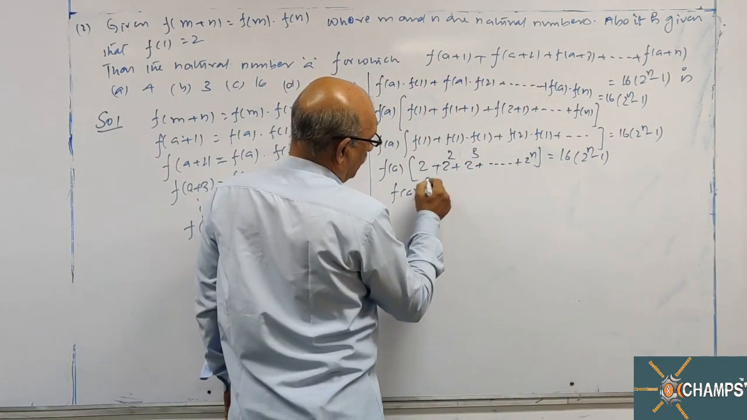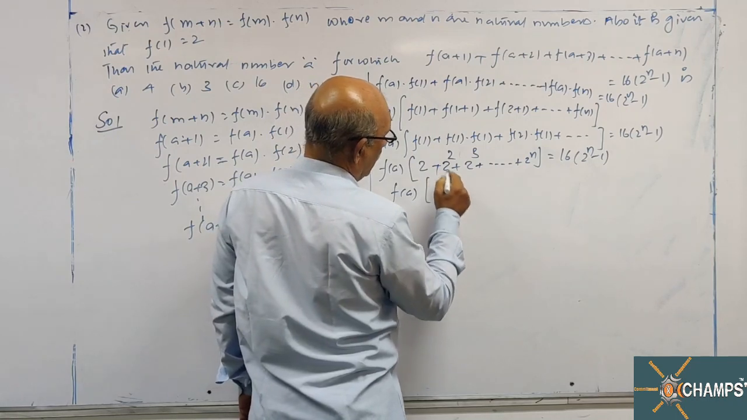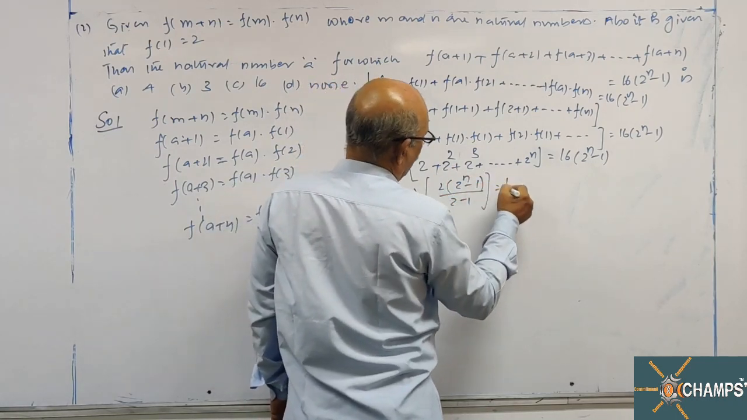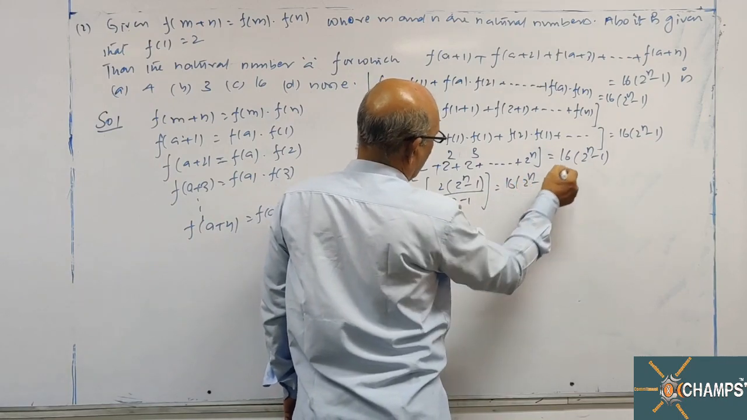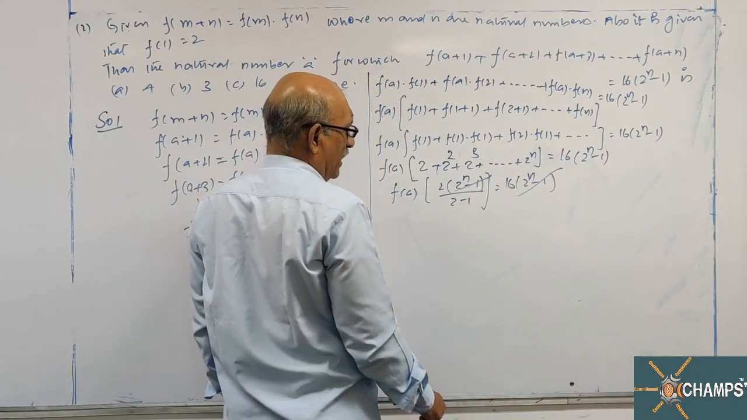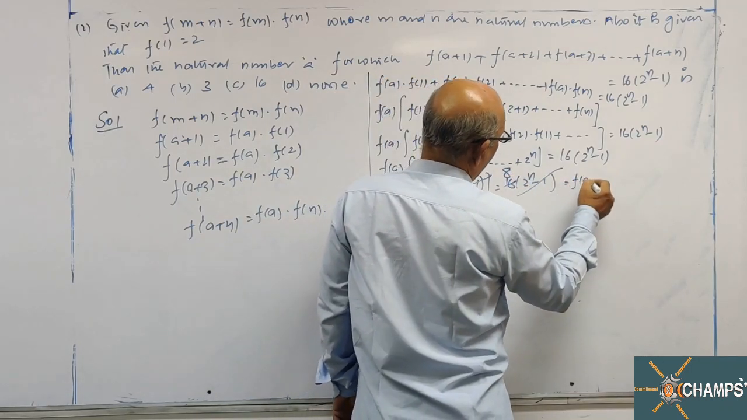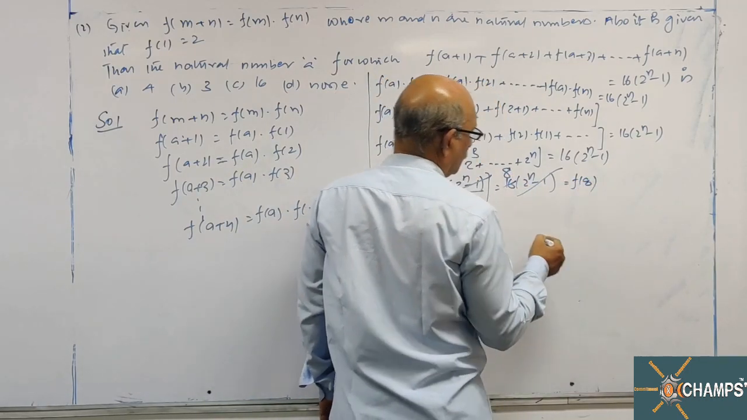It is in geometric progression. First term is 2, common ratio is 2. It is equal to 16 into 2 power n minus 1. The 2 power n minus 1 cancels, so 2 will go 8 times. f of 8.